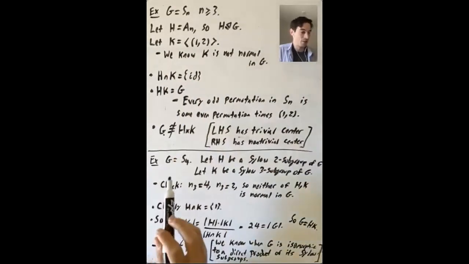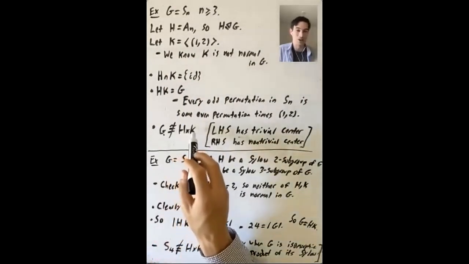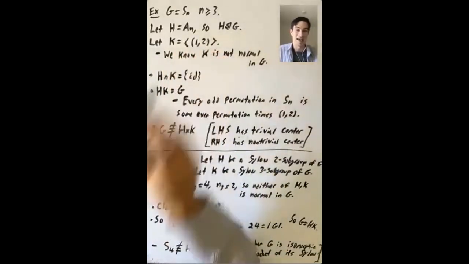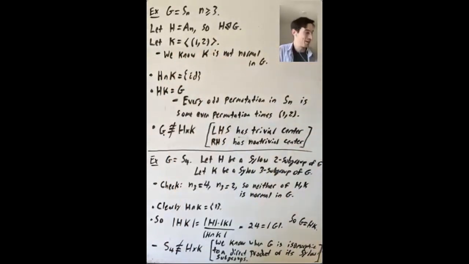I mean, in particular, there's a subgroup of H cross K consisting of the identity in H and K. So that's a non-trivial element of the center, or subgroup in the center. So these groups are not isomorphic.